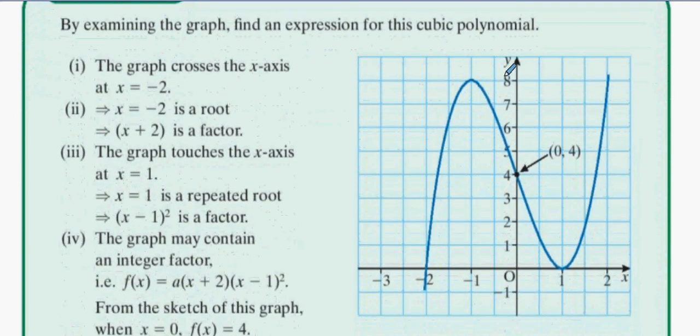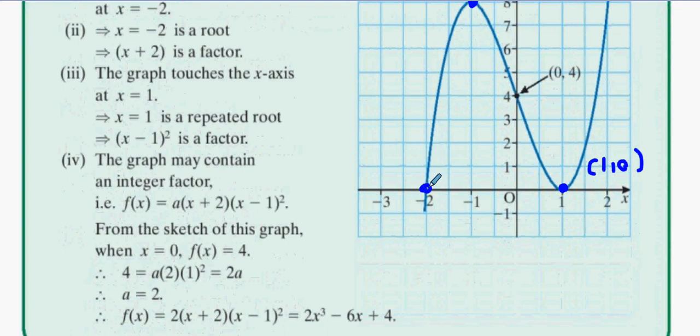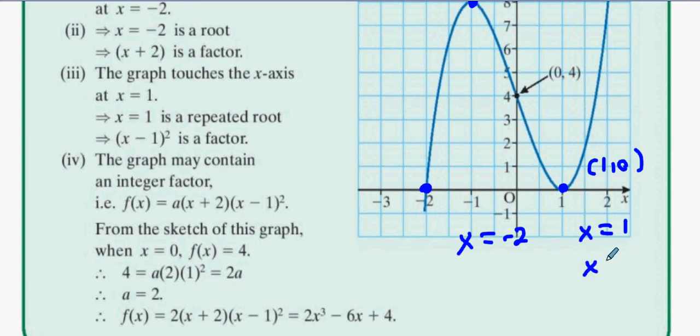Find the expression for this cubic polynomial. No bother. What's the maximum point? -1. Minimum point? Minimum point is 1, 0. Alright, and can anybody tell me the roots? X equals? And x equals? How many times? Twice. Why is it twice? Exactly, alright? Now, here's the issue next, alright?